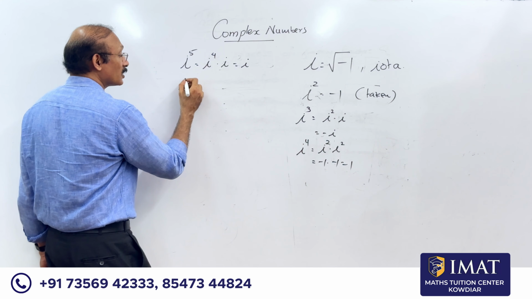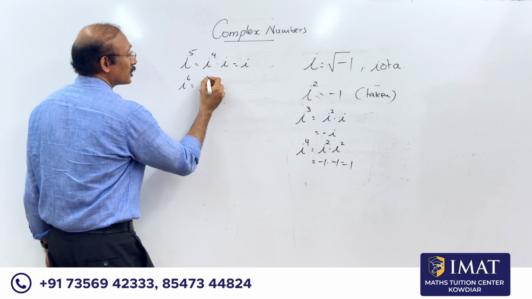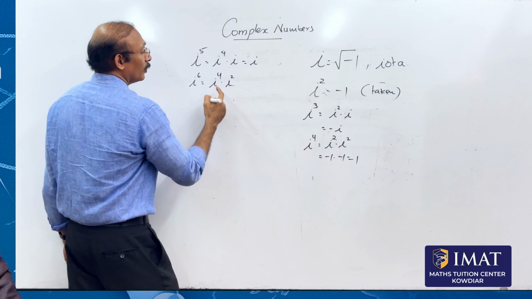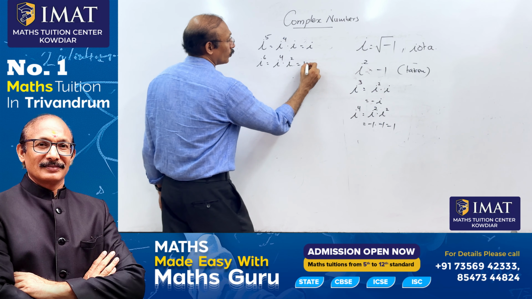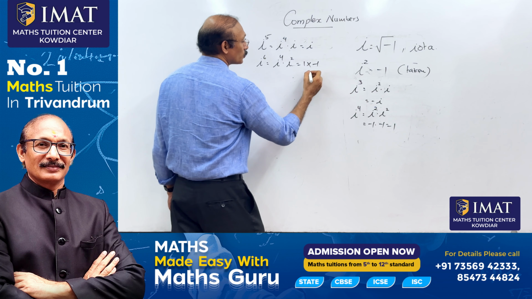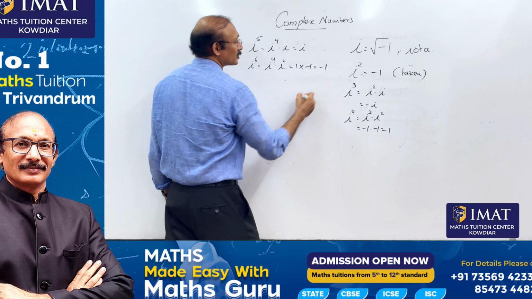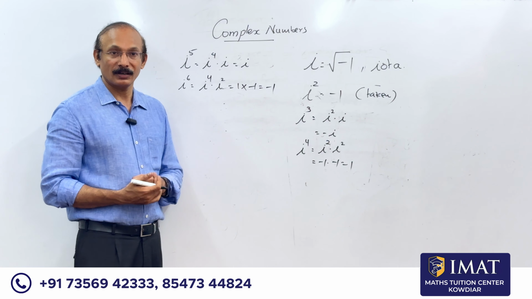What about i^6? i^6 will be i^4 into i squared. What is i^4? It is 1. And what about i squared? It is minus 1. So what is 1 into minus 1? It is minus 1. i^6 is minus 1.